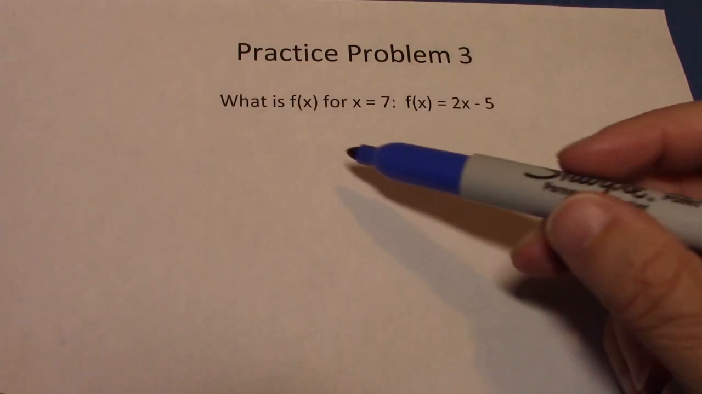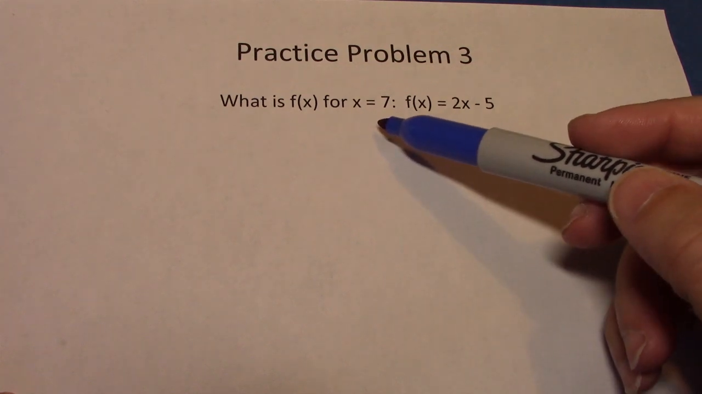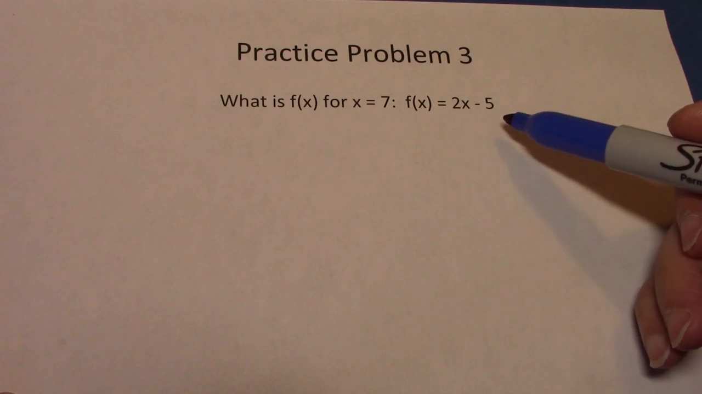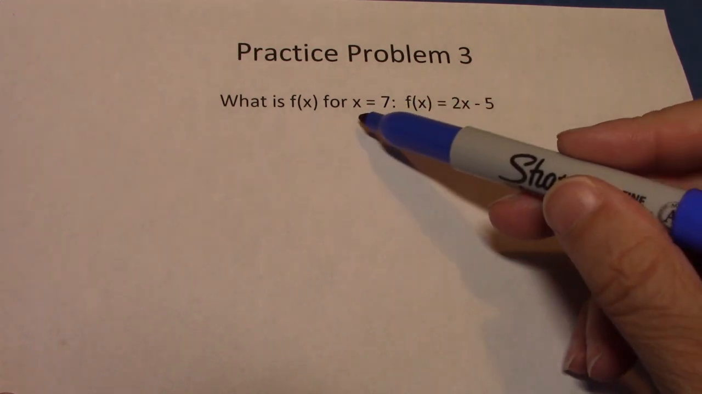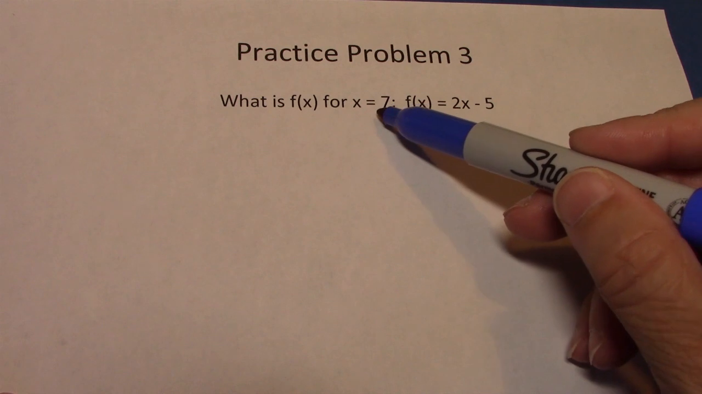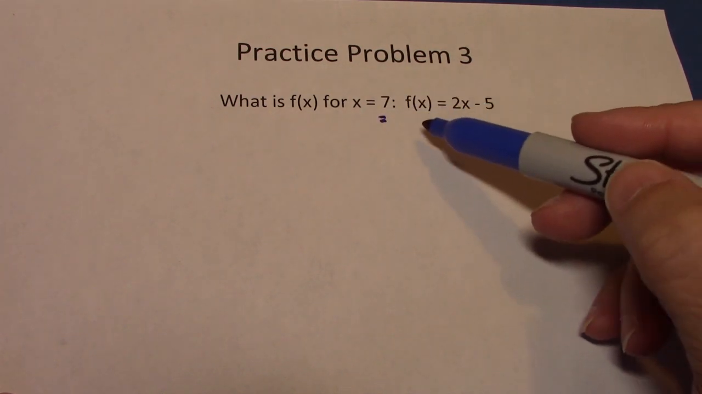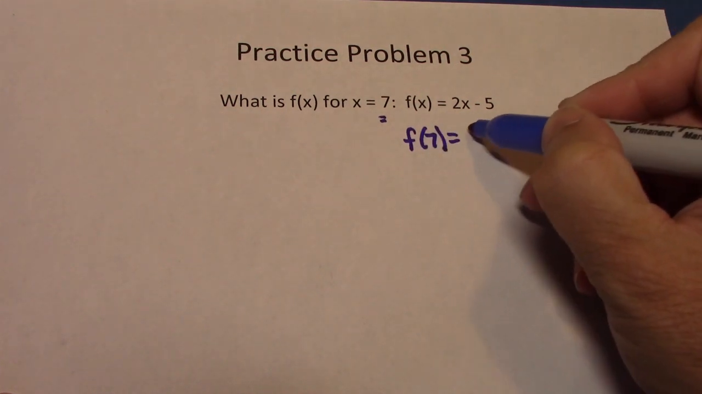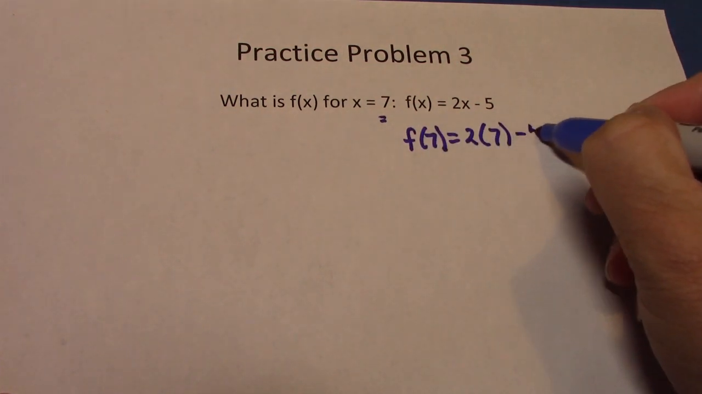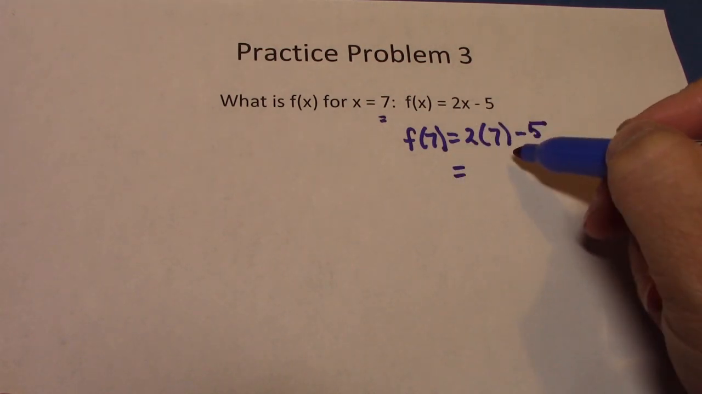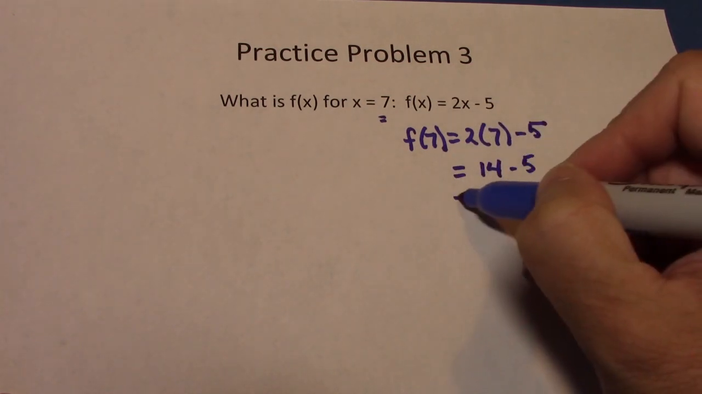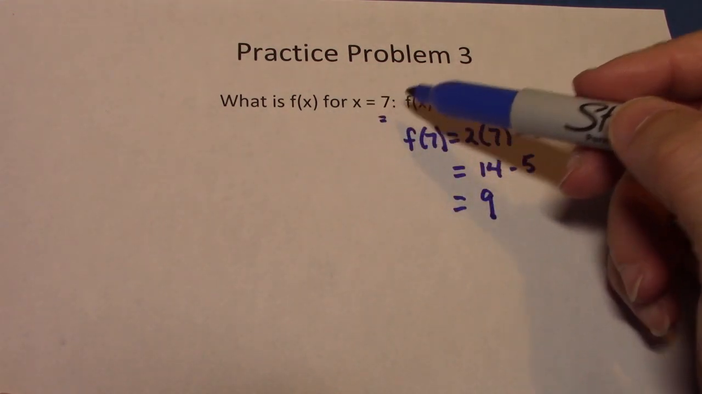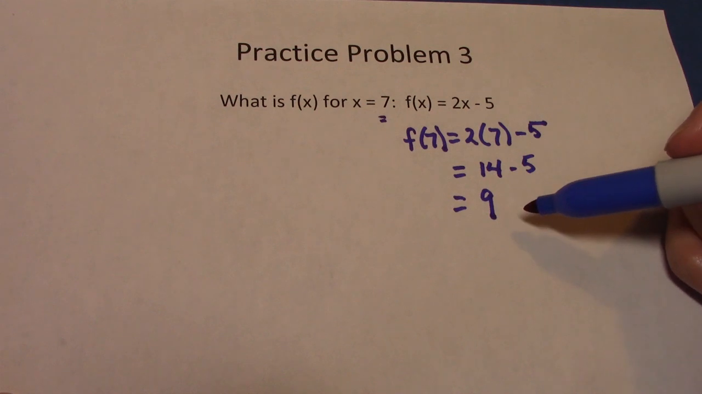Problem number 3. What is f of x for x equals 7, and here's the function, f of x equals 2x minus 5. So that just means we need to take our domain member, or 7, and put it into f of x. So f of 7 is 2 times 7 minus 5. 2 times 7 is, of course, 14, minus 5 is 9. So f of x, where x is 7, the answer is 9.